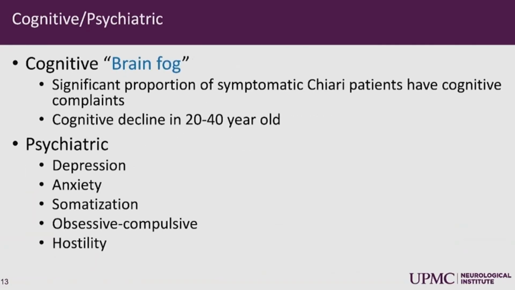Now, one of the things that we've been doing a lot of research on is that many of my patients complained of brain fog. Their memory is just not the same. Most adult patients with Chiari present between 20 and 40 years old, and a 20 to 40-year-old shouldn't be having memory problems. Again, this raises a flag that there's a problem there, and we've been doing a lot of research, as well as many patients with Chiari also have psychiatric manifestations: depression, anxiety, OCD, hostility, and others.